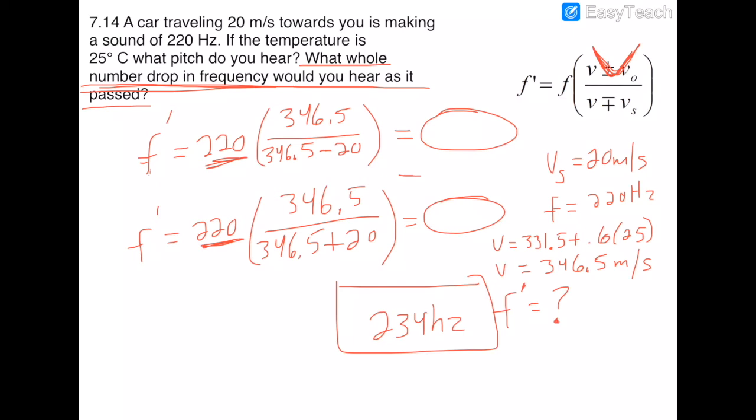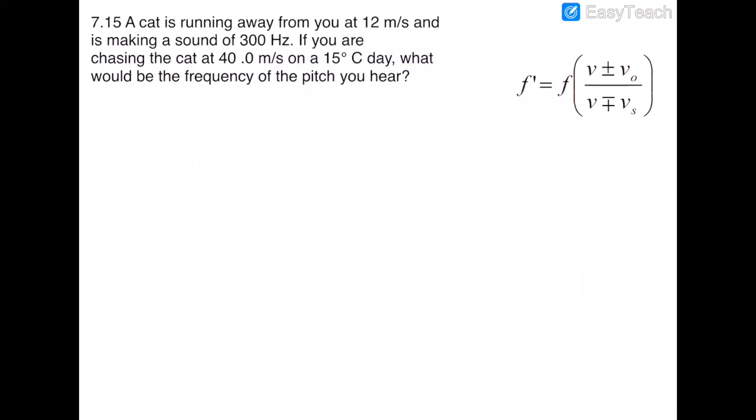Okay, next question. 7.15. We have a cat is running away from you at 12 meters per second. Okay, so let's take an inventory again here. We have a cat. The cat is making the sound source. So that's the velocity of the source is 12 meters per second. Making a sound at 300 hertz. That's the frequency. 300 hertz is the sound that it's making.